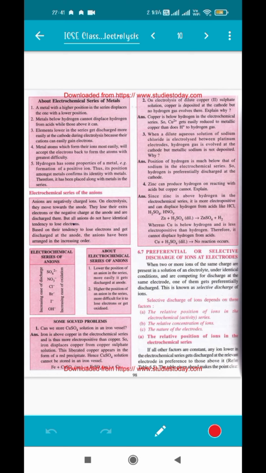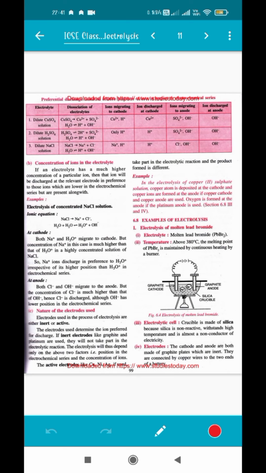If all the other factors are constant, any ion lower in the electrochemical series gets discharged at the relevant electrode in preference to those above it. Yes, like we just discussed, lower the ion in the electrochemical series, easier it will be for that ion to get discharged at the cathode or the anode respectively. Concentration of ions in the electrolyte. This is a very interesting and important one.